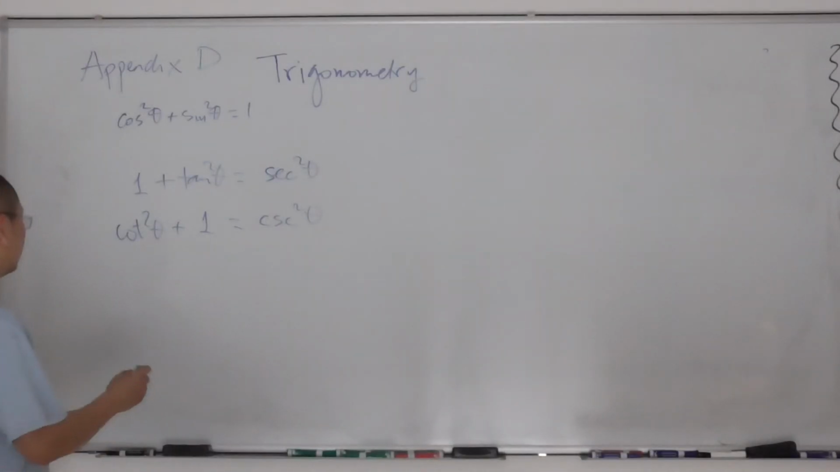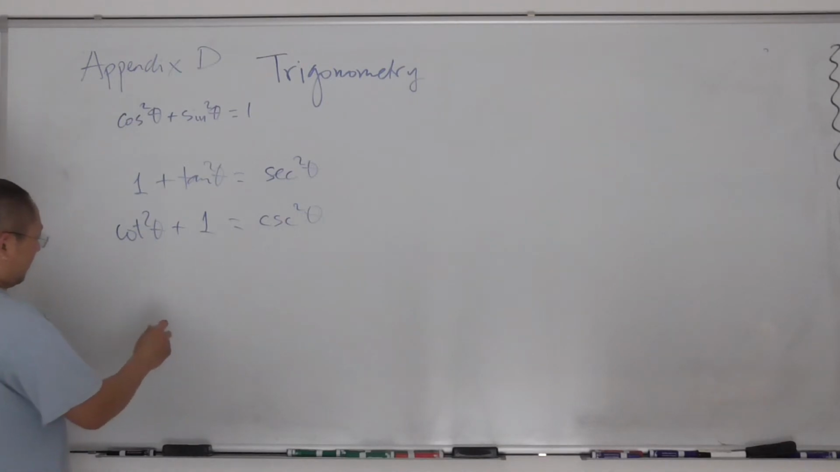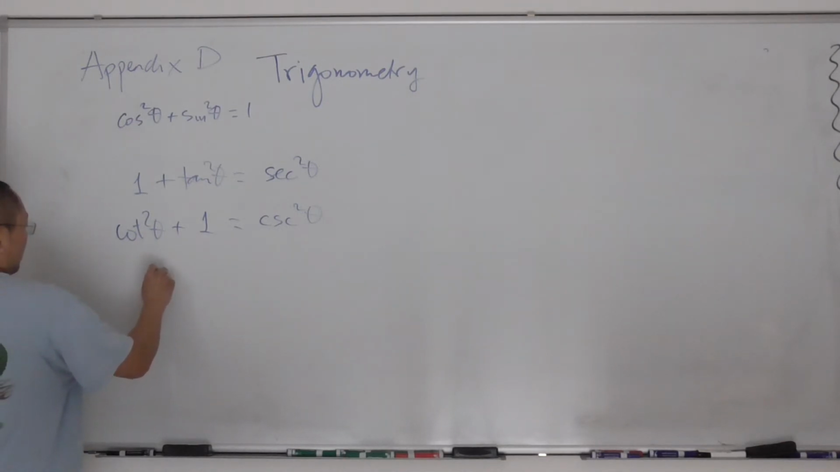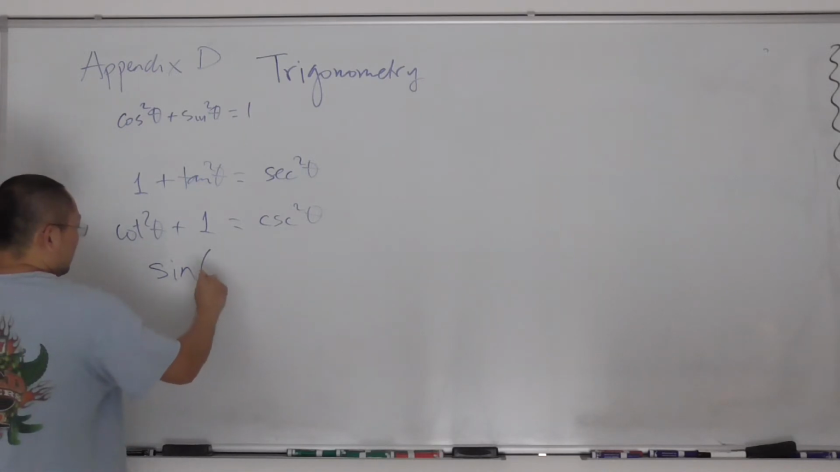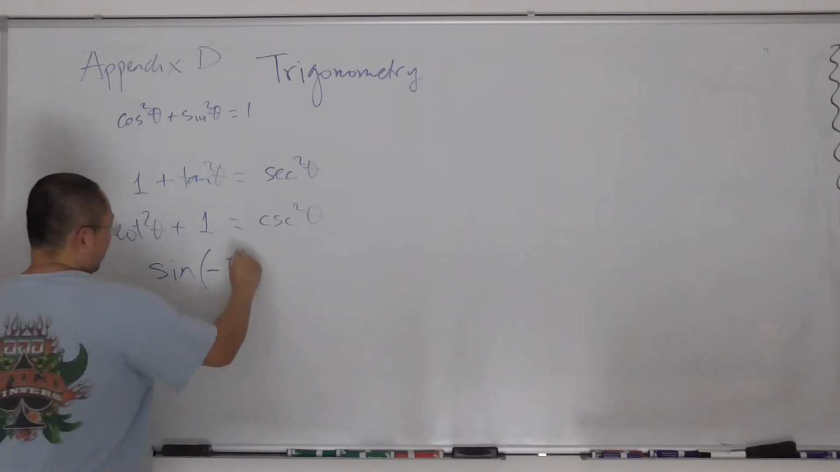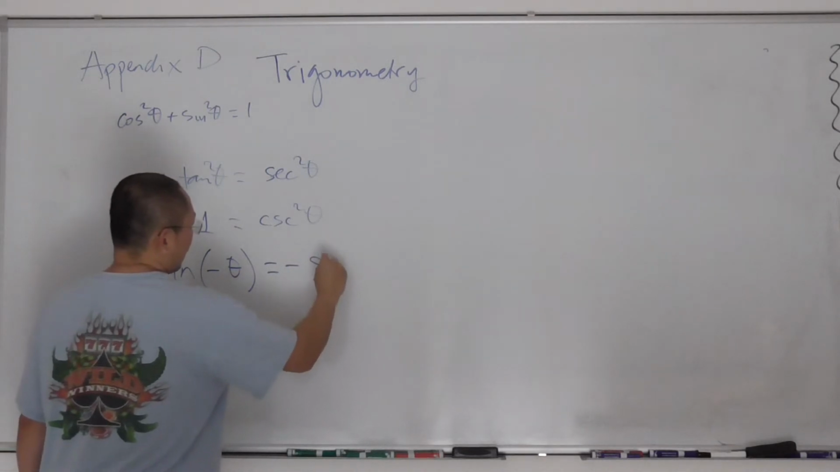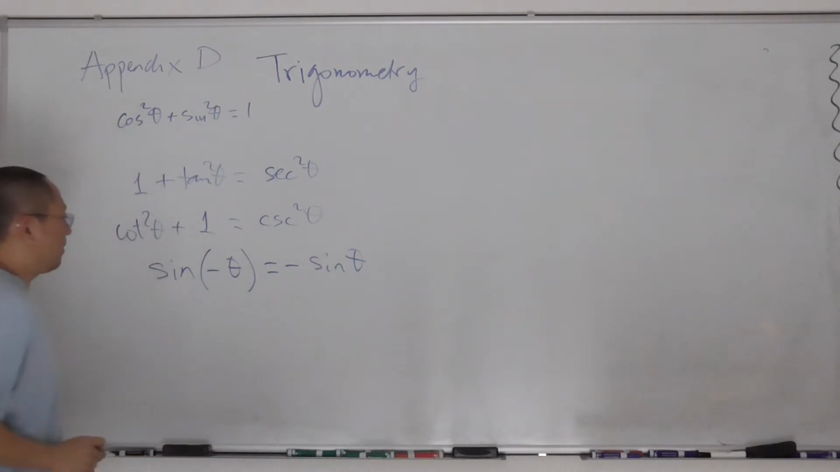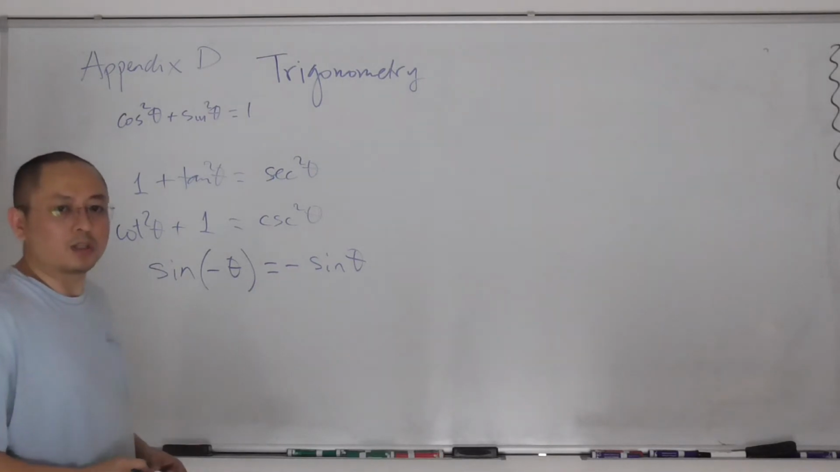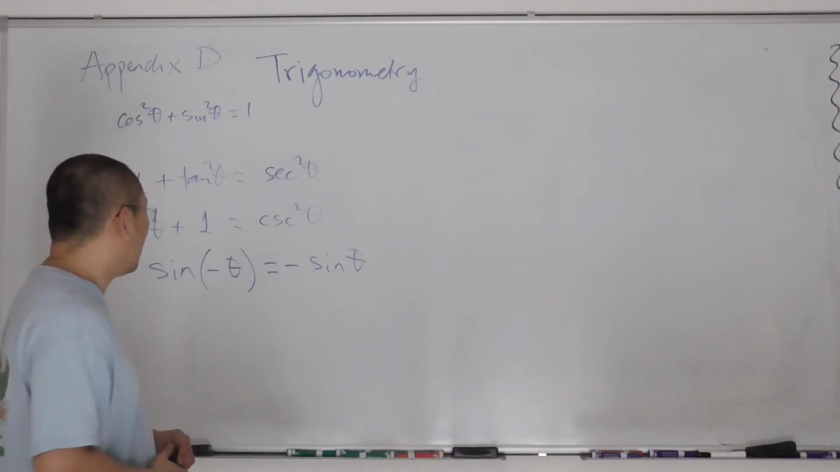Little trick in here is about even and odd functions. I see this in the book, so let me bring it down here. The sine function is an odd function. It means sine of negative angle theta is equal to negative sine of theta. And recall what it means by odd function. Pretty much says the graph will be symmetrical about the origin. Okay?